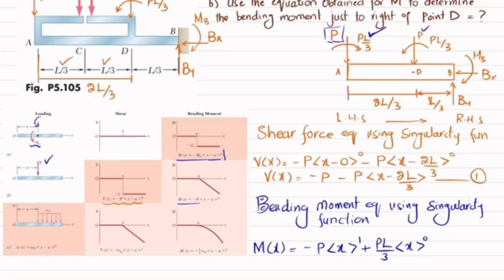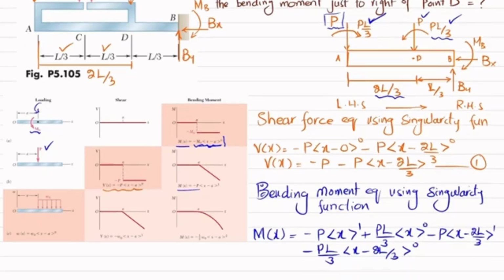You can check it over here. The third load is this point P, and this is downward. So minus P into x minus A, for this A is 2L over 3, so minus 2L by 3 power 1. And the last term for this moment will be PL over 3, and this is counterclockwise, so it will be minus M naught. So minus M naught is PL over 3. Over here you can see the moment is PL over 3 into x minus A, where A is 2L by 3, power 0.